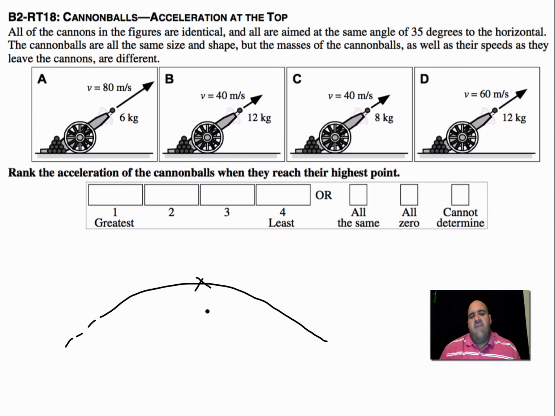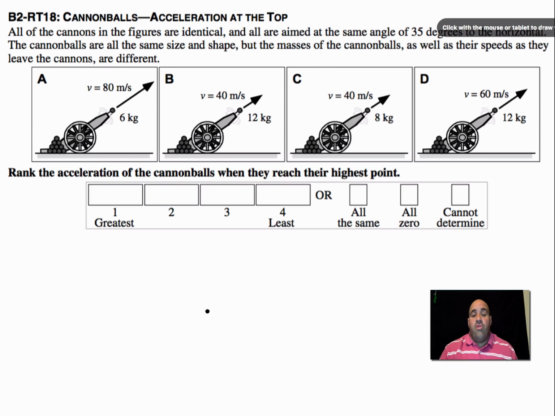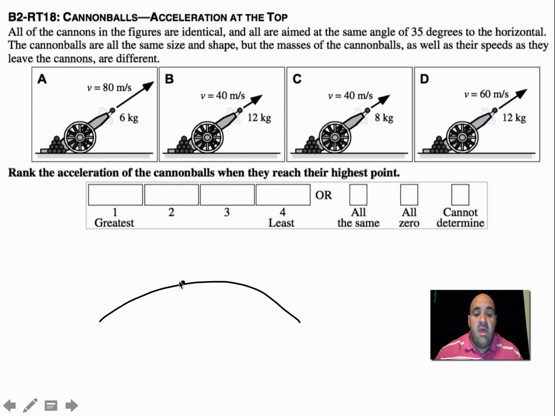But what is the acceleration of any object dropped or thrown on the surface of the Earth? 10 meters per second squared. This is a trick question. All of these cannonballs, regardless of their mass, regardless of their initial speed, throughout their entire range of motion, will always be accelerating at 10 meters per second squared in the downward direction towards the surface of the Earth. So this was a trick question. The acceleration is all the same. You would actually check this box right there.